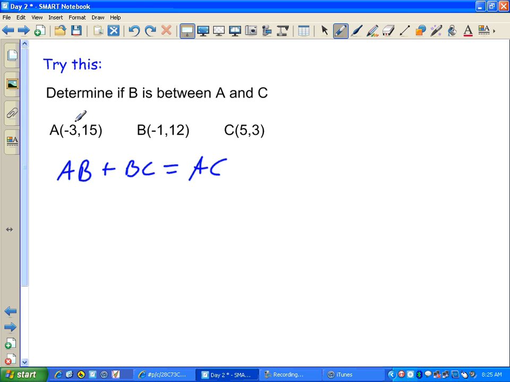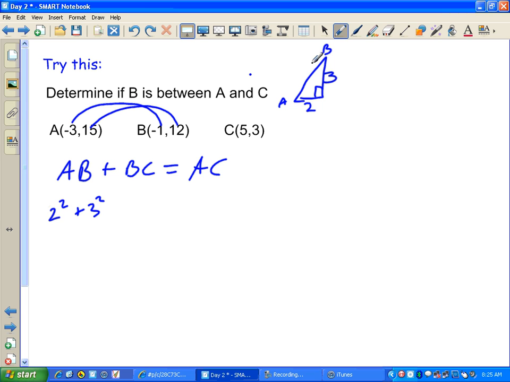We can use the distance formula if you want, or you can use what would look like a right triangle. So for AB, how far over am I moving? What's the difference in my x's here? They're 2 apart, so this side of my triangle would be 2. The height of my triangle is 3 apart. So to find AB, I would do 2 squared plus 3 squared.